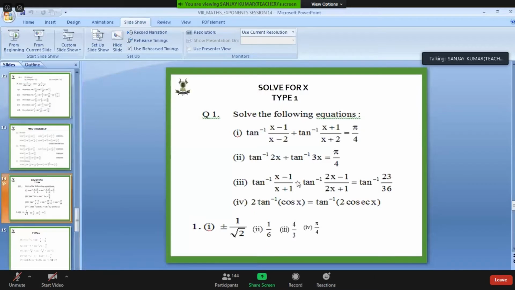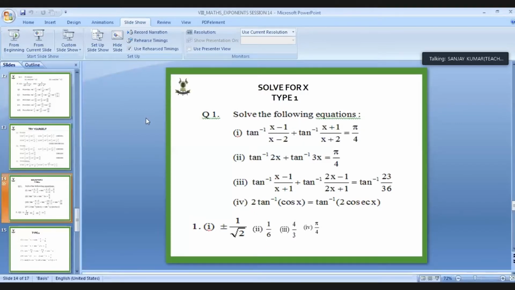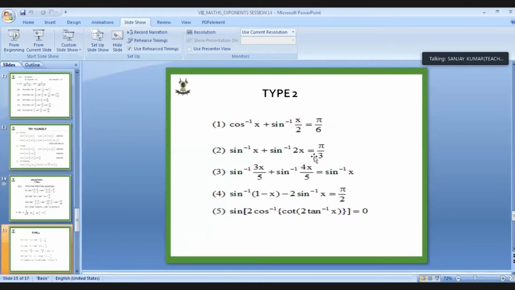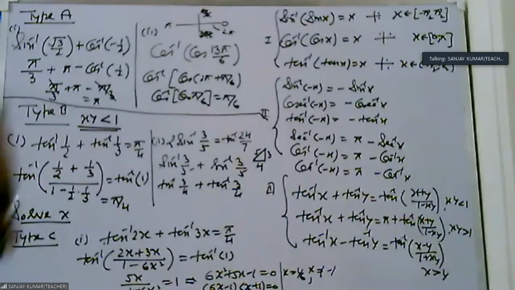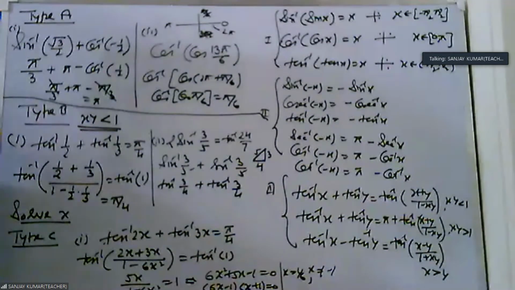Because this is the question we studied last class. That is sine inverse x plus sine inverse y. This is the question we already discussed in the last class. Okay, this is type 2, in which we have sine inverse. So one question of sine inverse we again repeat. The question number second: sine inverse x plus sine inverse 2x equal to pi by 3. Please copy down this question. Now I rub it. I have to rub the board.